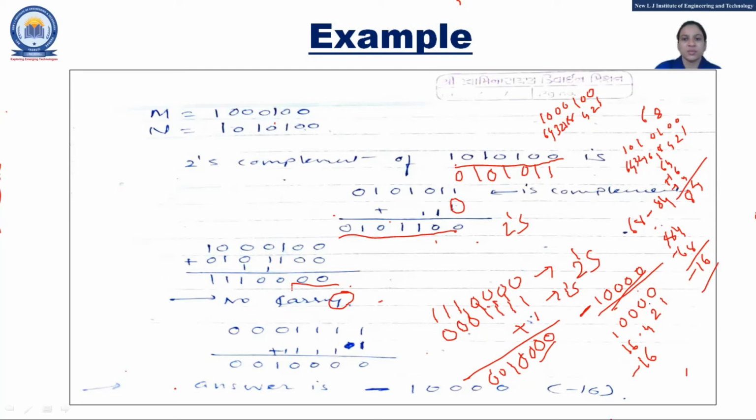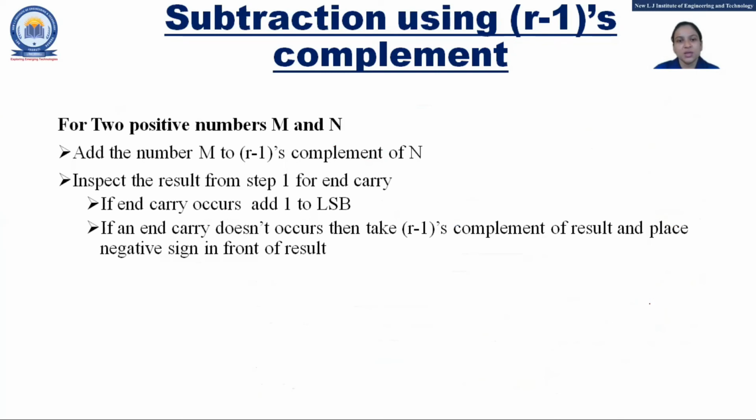Now let's move on to subtraction using the r minus 1 complement. Similarly, here also we have to add the number m to the r minus 1's complement and inspect for the end carry. If an end carry occurs, we have to add it to the LSB. If it doesn't occur, then we again take the r minus 1's complement as in the previous case, and then place a negative sign on the result. That means the greater number is being subtracted from the smaller one.